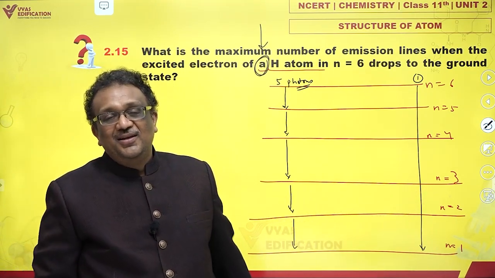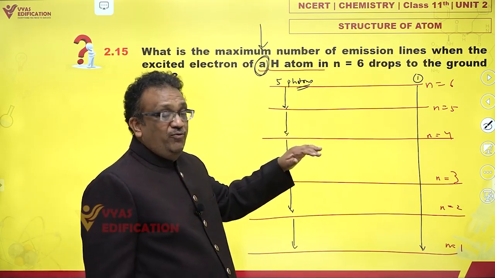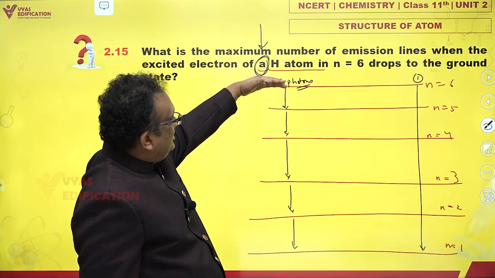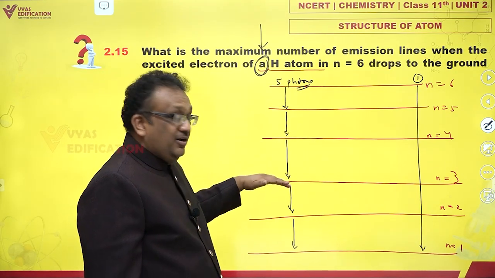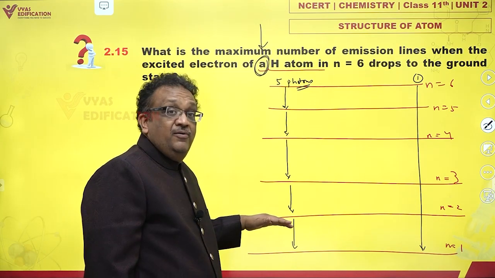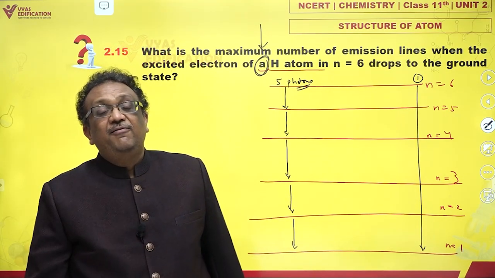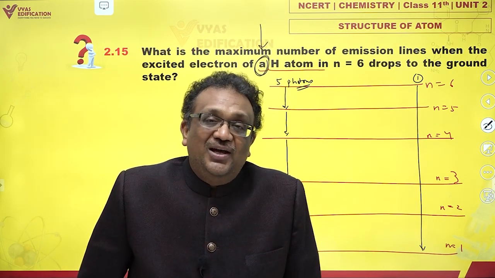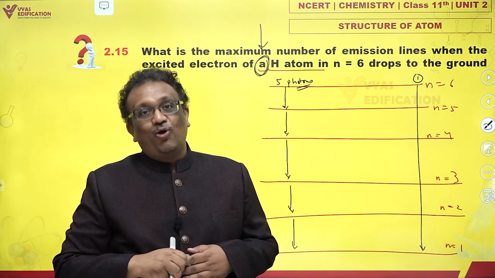This, my dears, is the answer. 5 different photons are possible. The first photon would be emitted from 6 to 5, then from 5 to 4, second photon, 4 to 3, third photon, 3 to 2, fourth photon, and 2 to 1 would be the fifth photon, one after the other. That is the possibility. Also, there is a beautiful way to get it wrong.